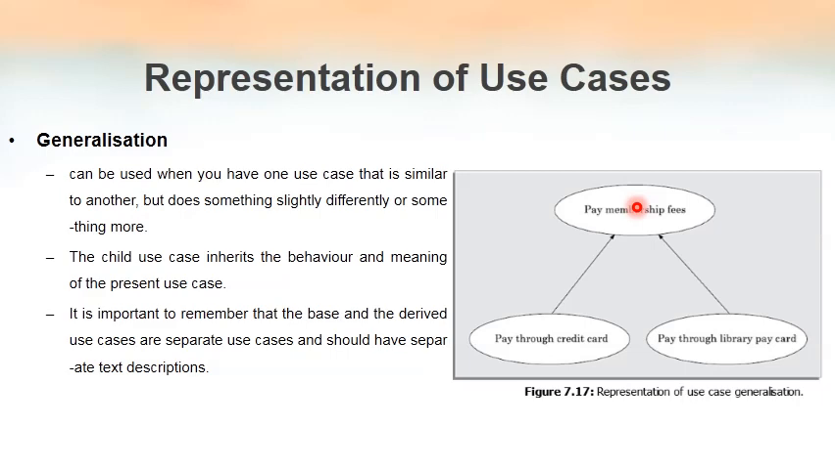And one thing we have to remember is that the base use case and the derived use cases must have unique names. The names must be different. They should not be the same. The name of this use case is pay membership fee. That name should not be used anywhere here. The names of these use cases must be different. That is known as generalization.